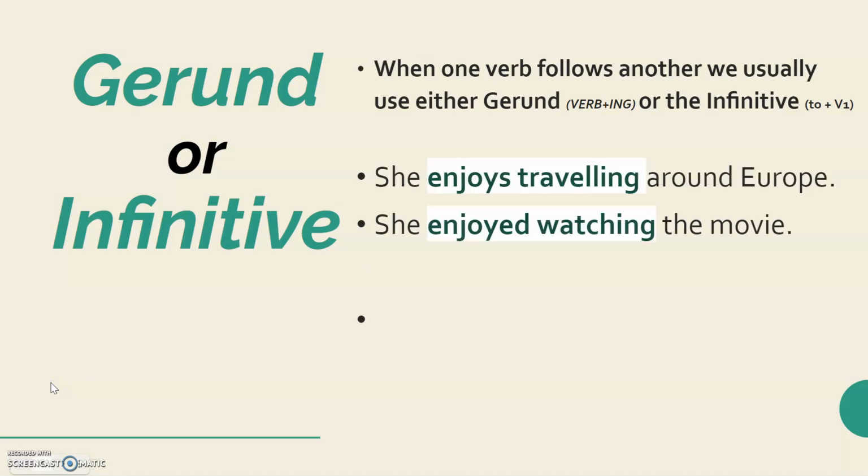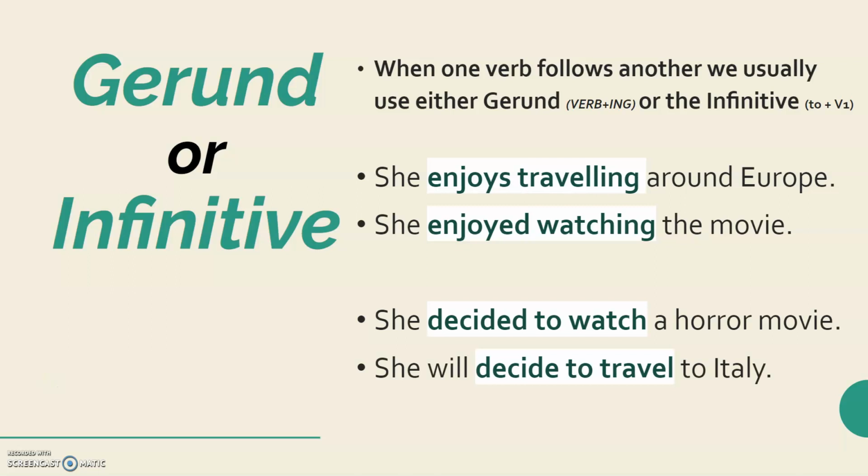So here's some examples. With the word enjoy, it can be enjoys or enjoyed or enjoying even. You say, she enjoys traveling around Europe. She enjoyed watching the movie. So when a verb follows the word enjoy, it's always a gerund. Enjoy traveling, enjoy going, enjoy eating, enjoy having, enjoy playing, enjoy dancing. Okay.